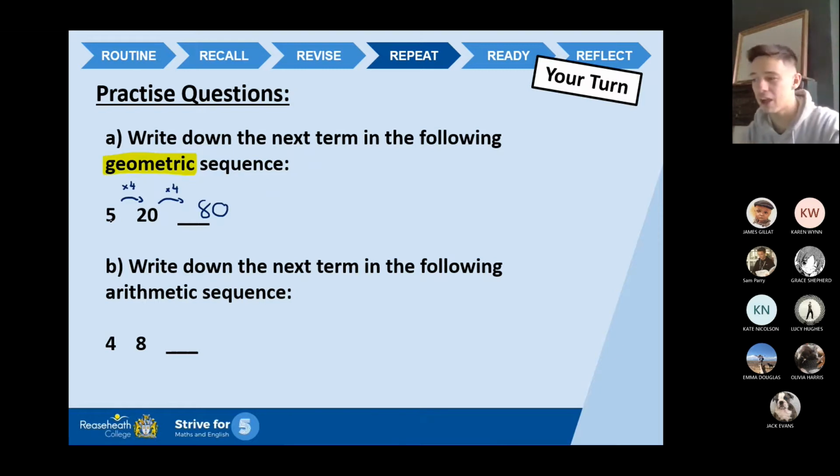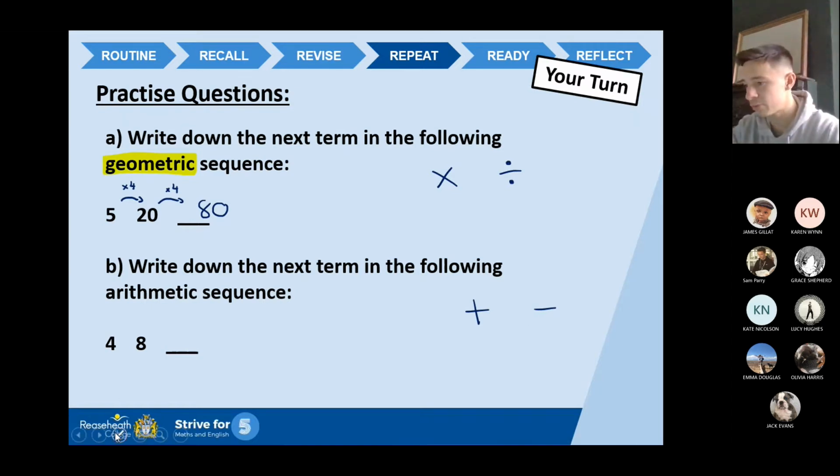Because some of you may think 5 up to 20, that's add 15. Next one would be 35. Well, that would be an arithmetic sequence because you're adding. Geometric, think times or divide. For arithmetic, think add or subtract, okay? If there's anything I want you to take away from this evening, that can be one of those things.